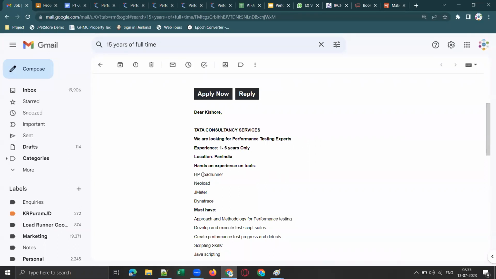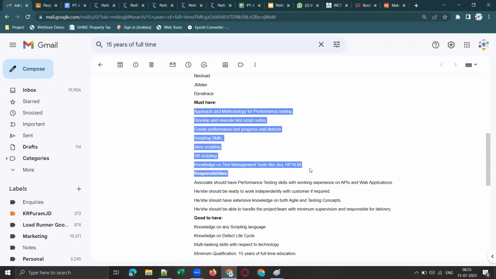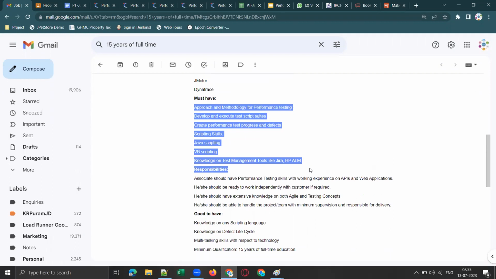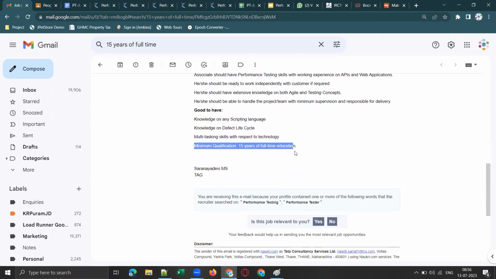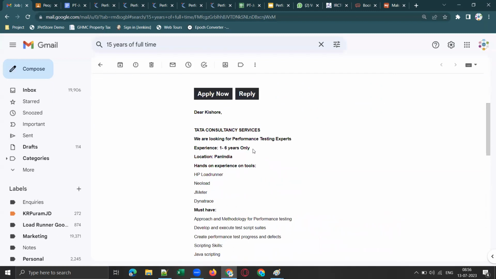And what are the tools they are expecting? LoadRunner, NeoLoad, JMeter, Dynatrace, right? And this is the JD. Clear, guys? So you need not hesitate to refer any of your friends or relatives if they are looking for some IT career, or if you have any misconceptions or assumptions in your mind. I think this will clear that off. Many people are still in a dilemma whether I am eligible or not.